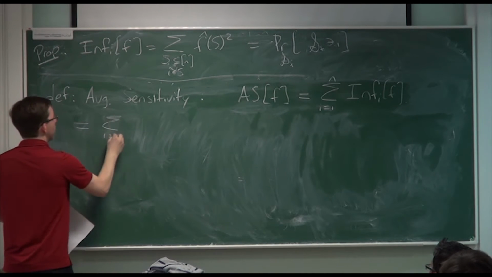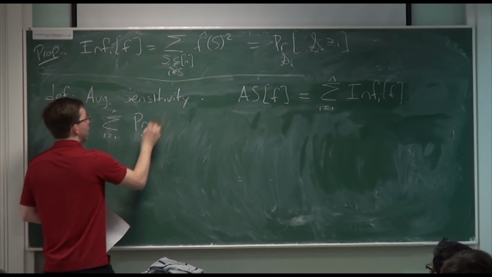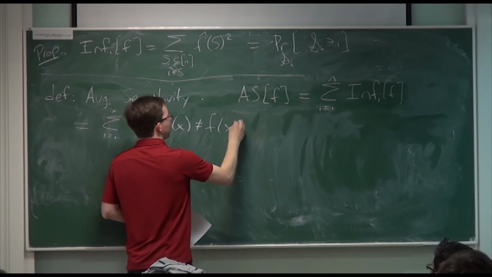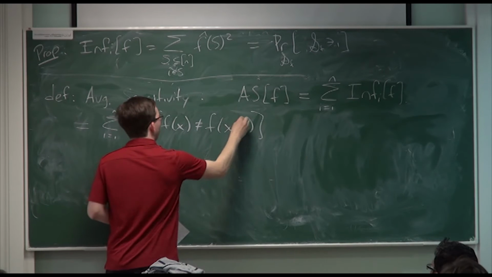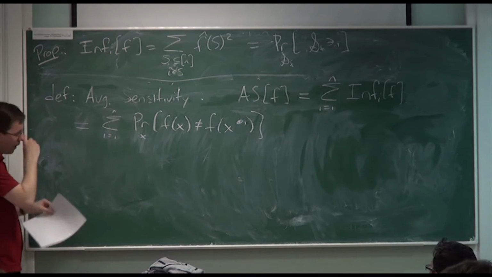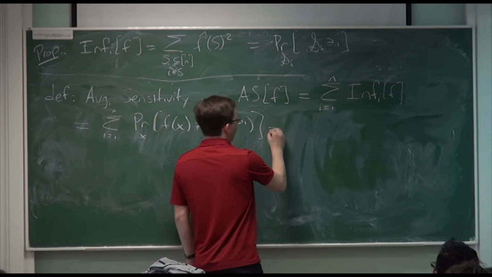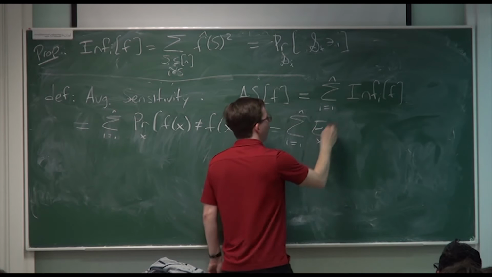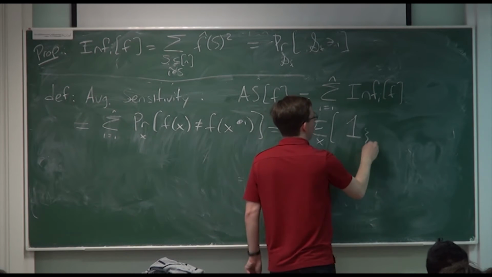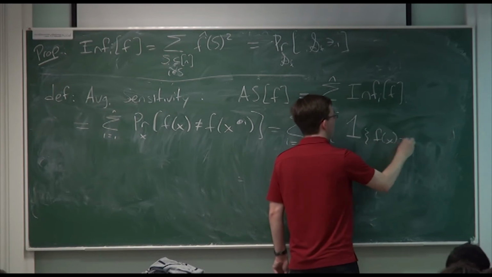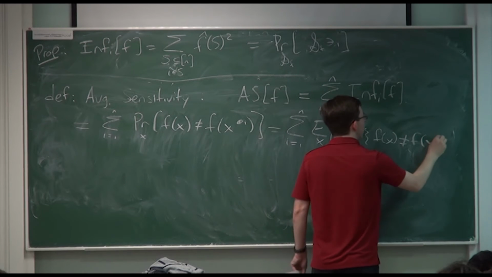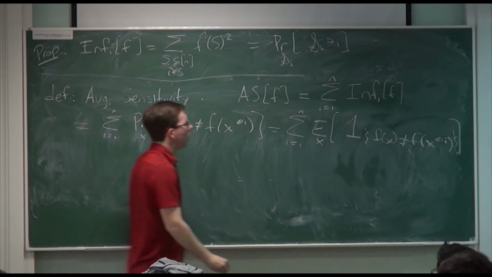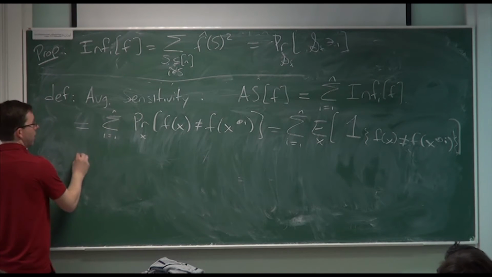That's the sum, i goes from 1 to n, of the probability over a random x that f of x differs from f of x with the ith coordinate flipped. And let me just write the probability as the expectation of an indicator random variable that f of x differs from f of x with the ith coordinate flipped. I do that so that I can interchange the sum and the expectation.